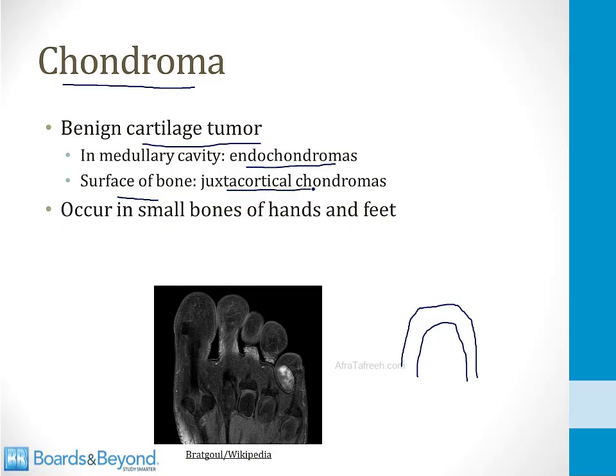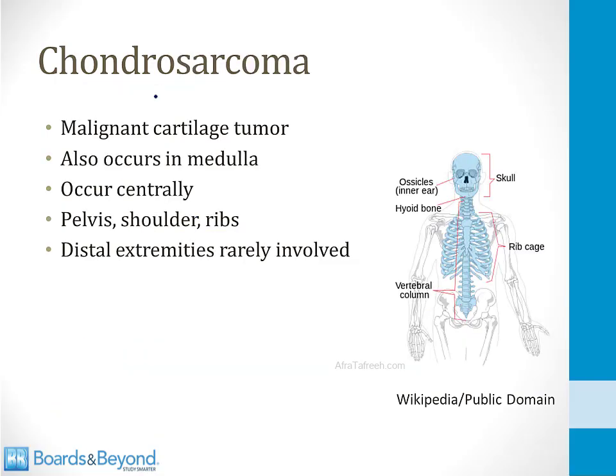And there's no reason to confuse this tumor with any of the others we've talked about in this video, because this tumor occurs in the small bones of the hands and feet. This is an image of one shown on the screen here, a very unusual location for many of the other tumors we've talked about in this video. There's also a malignant version of the chondroma that's called a chondrosarcoma. This also occurs in the medulla, but instead of occurring in places like the toes that are out in the extremities, it often occurs centrally.